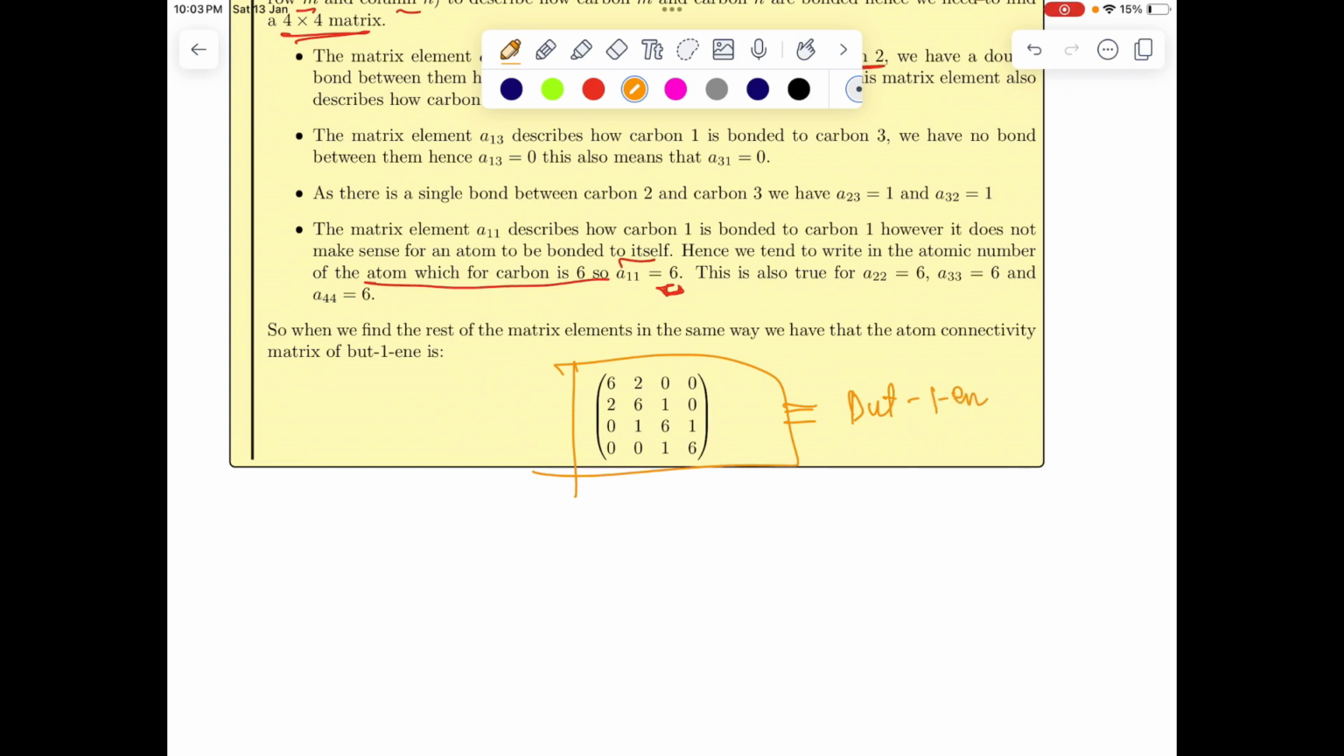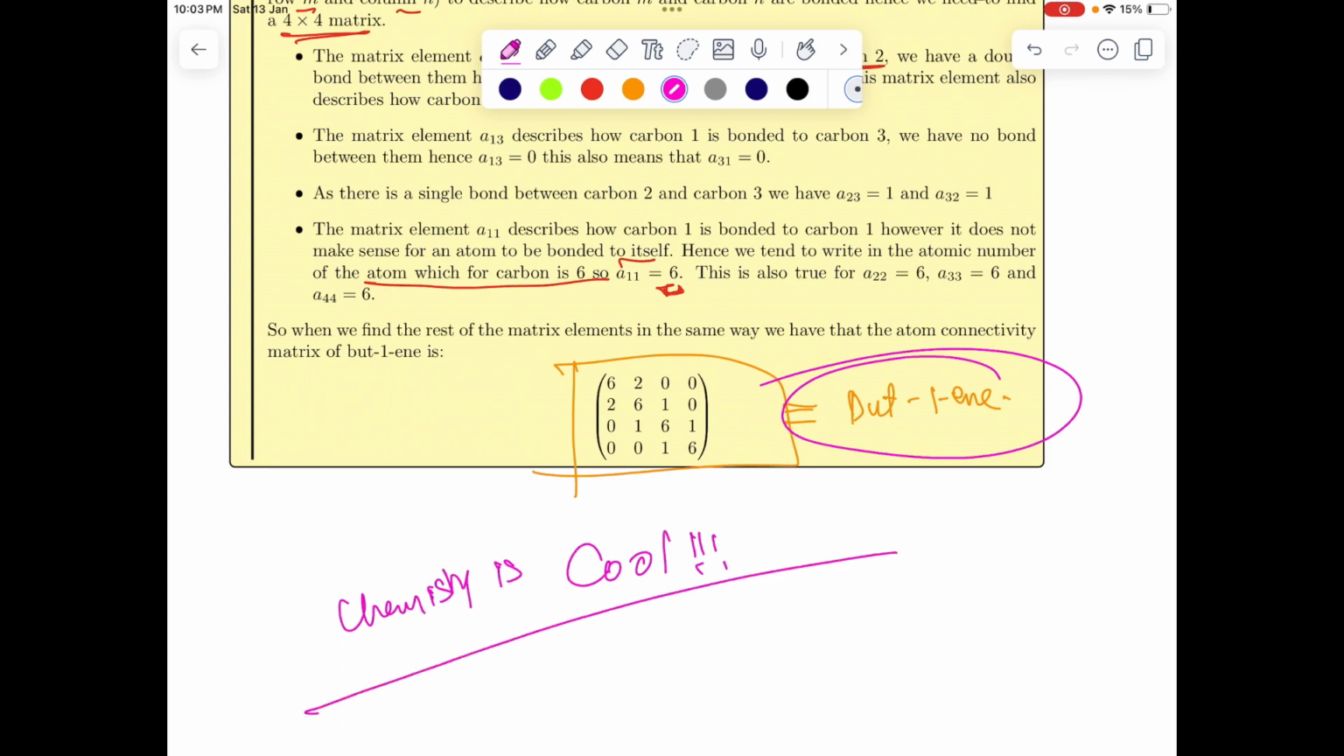6 2 0 0, 2 6 1 0, 0 1 6 1, 0 0 1 6, and this represents what? But-1-ene. And see how butene is represented in a matrix form. Don't you feel chemistry is cool? Okay, so this was a tribute to chemistry. Very often we see, like, what is the use of mathematics, and today I wanted to just give you a glimpse of how mathematics can describe molecular formation in a very fundamental way.